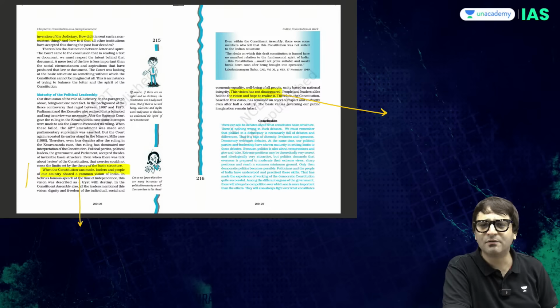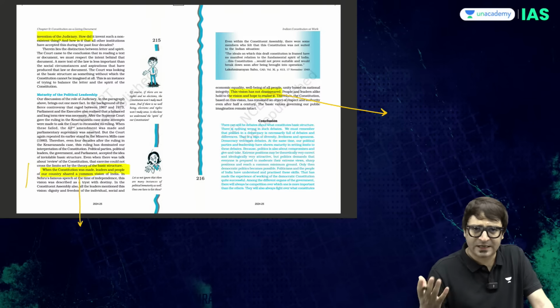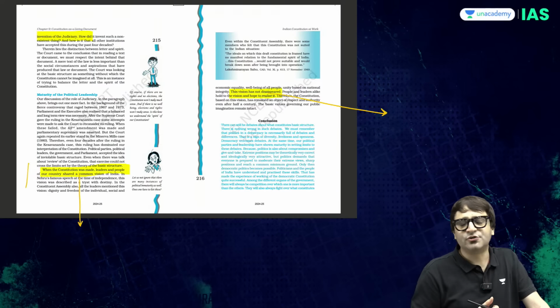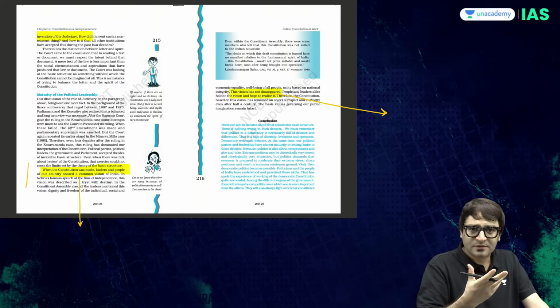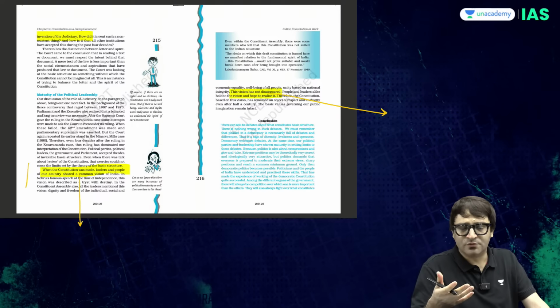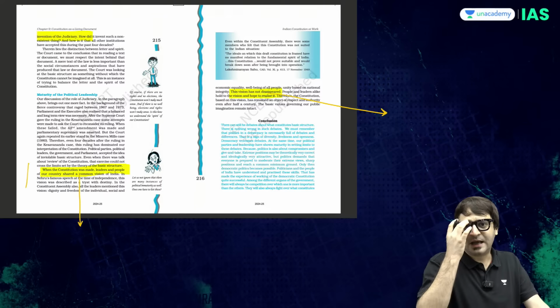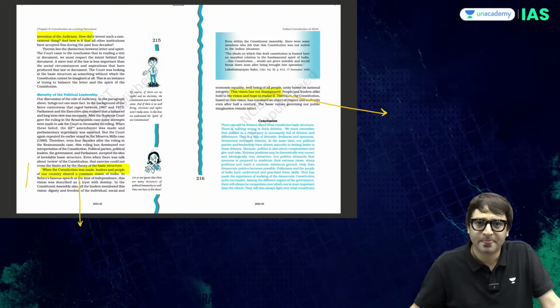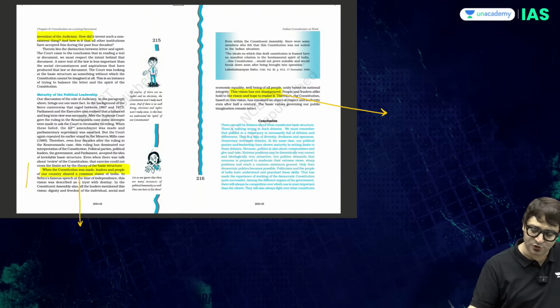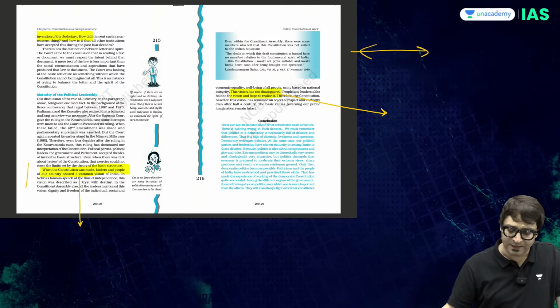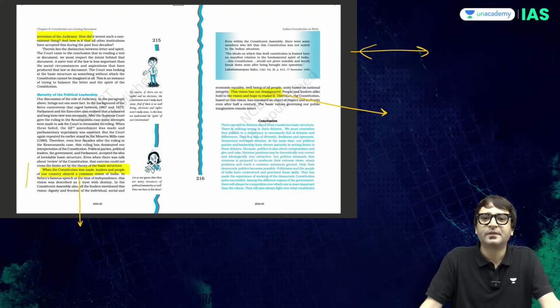Although not implemented now, it will be implemented after 2029, after there is census and then delimitation. But at least we are responsive, reflective of the changing needs and requirements of the time. And that is how we can say the Constitution is a living document.